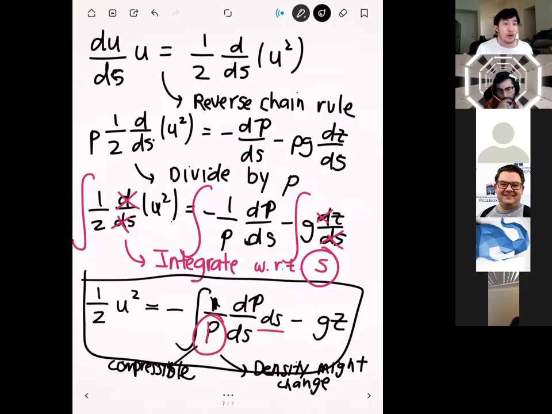So we'll do a little bit of compressible flow at the very, very end of class. But for now, what we're going to assume is that the density is just going to be constant, and so we can bring it out. And so those flows are actually called incompressible. So that actually brings us to our third assumption that we're going to make for Bernoulli.